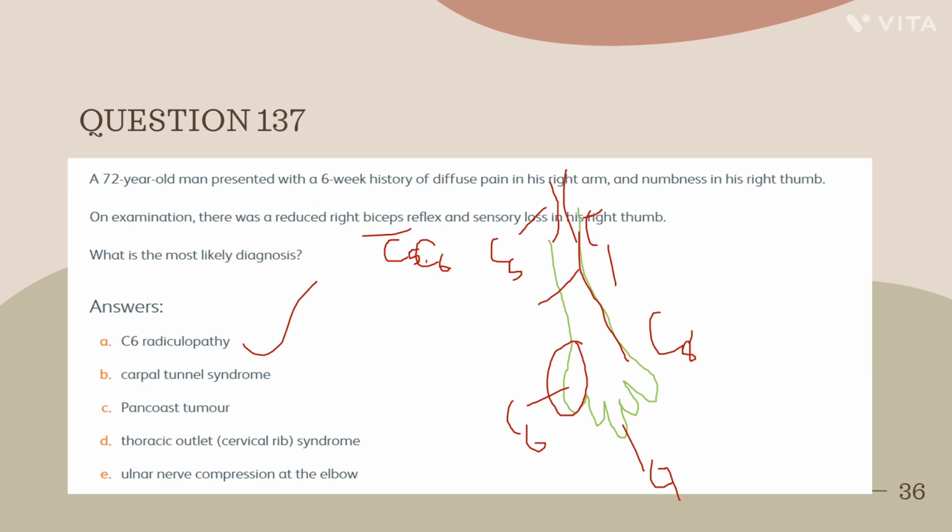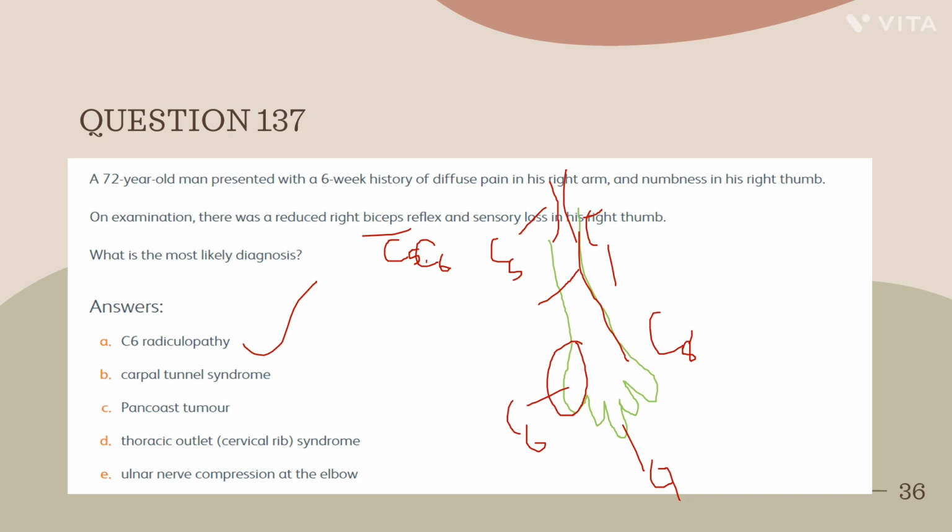Carpal tunnel syndrome presents with median nerve palsy, doesn't present like this. The thenar eminence will be lost. There will be sensory loss in the radial 2.5 fingers. So that is not the case here. There is ape thumb deformity. That's not the case here.